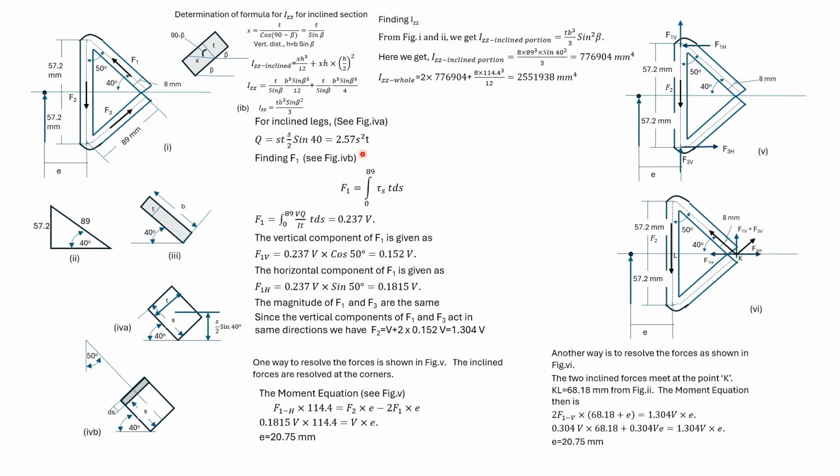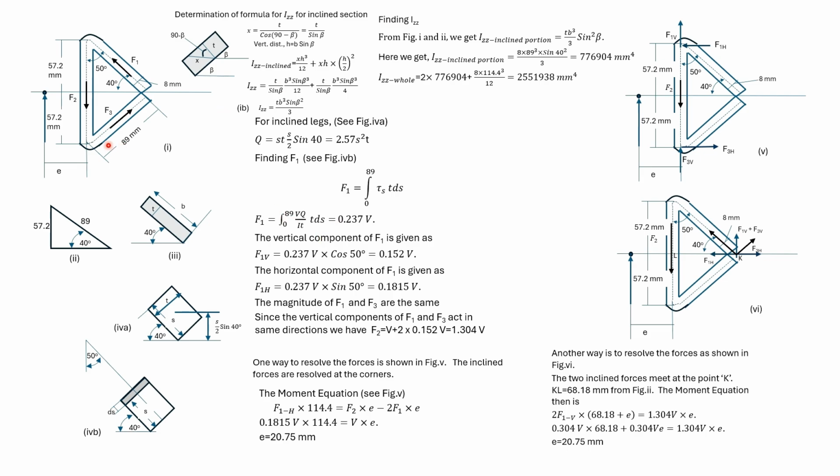So we can find F1 by integrating tau S T ds from 0 to 89, since 89 is the length of this inclined portion. Tau S is VQ by IT, where we have found out Q earlier. We substitute Q to get F1. The force F1 can be resolved into vertical and horizontal components.